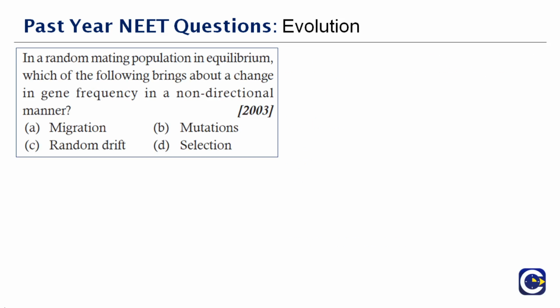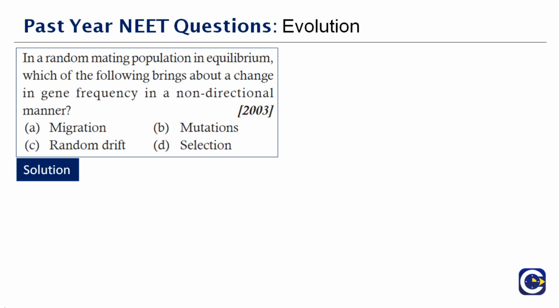Next question here. In a random mating population in equilibrium, which of the following brings about a change in the gene frequency in a non-directional manner? Same, it's asked again in 2003. So what do you think will be the answer here? We have to analyze each statement here.